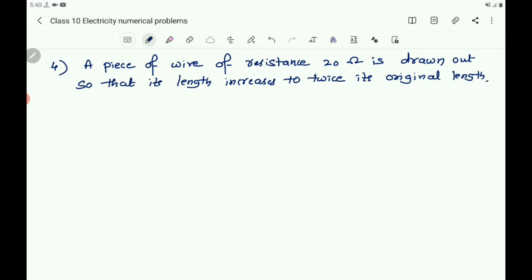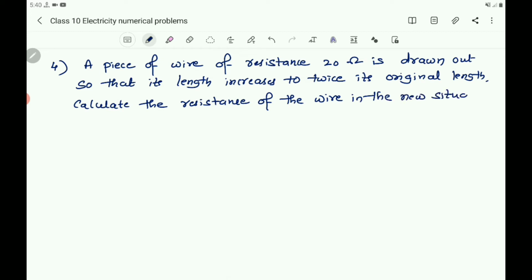Calculate the resistance of the wire in the new situation.